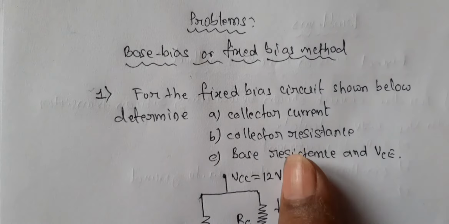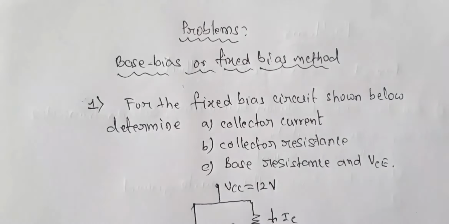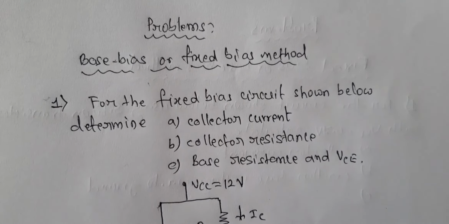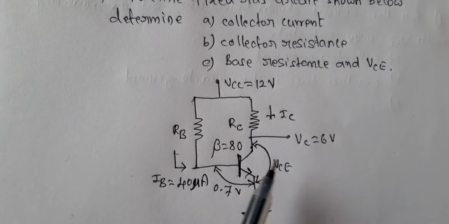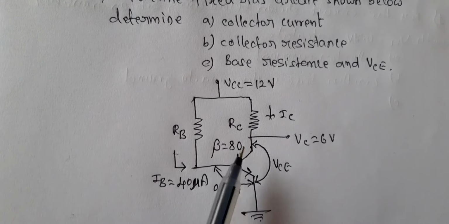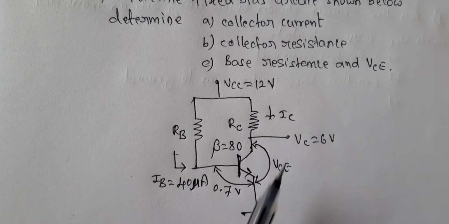Okay, dear students, let us do some problems on the fixed bias or base bias resistor method and also on the voltage divider bias method. So the first problem is like this. Here you have the circuit shown. This is the circuit which will be given in the examination.